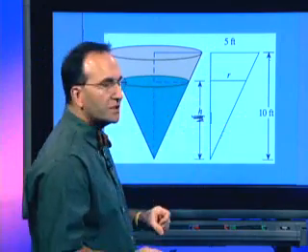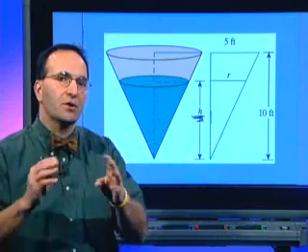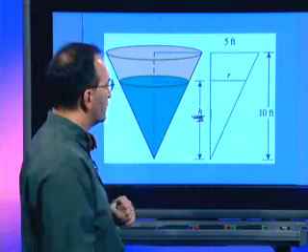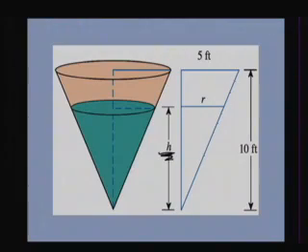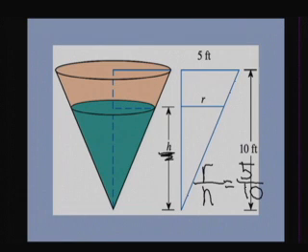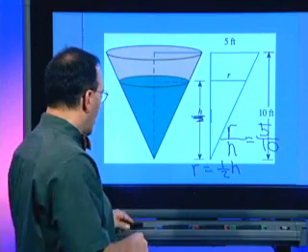We need to know the relationship between R and H because those are two variables, and we're going to want to make a substitution. So what I want to show you right now is that if we take the ratio of R to H, that's going to equal 5 over 10. And therefore, R is going to be equal to 1/2 H. And that's a piece of information that we're going to use for a substitution in our problem.